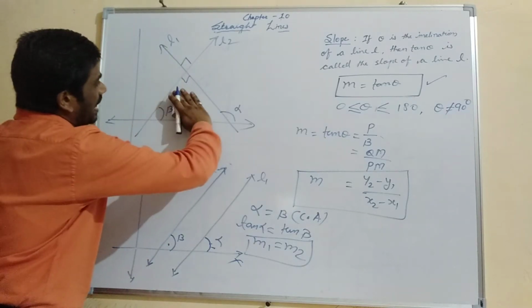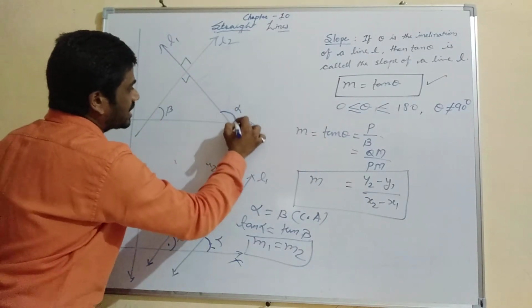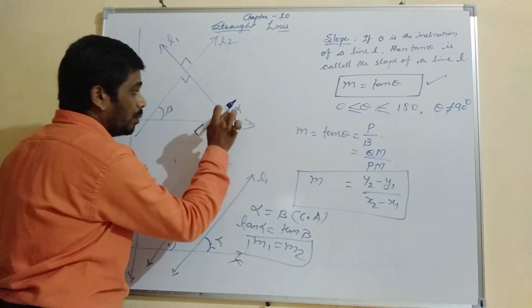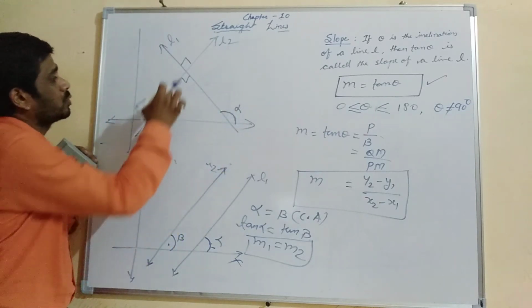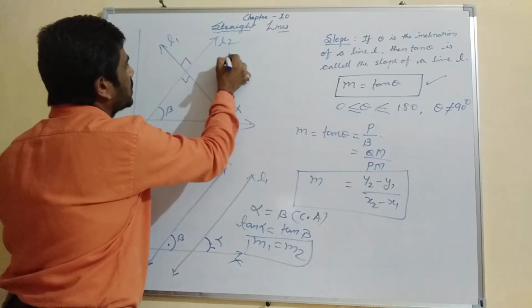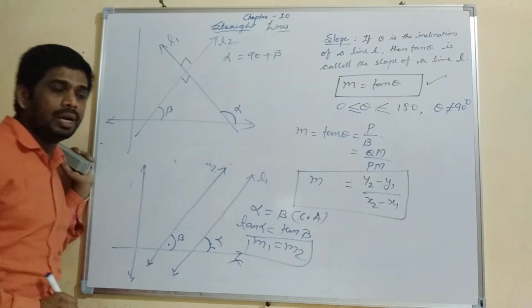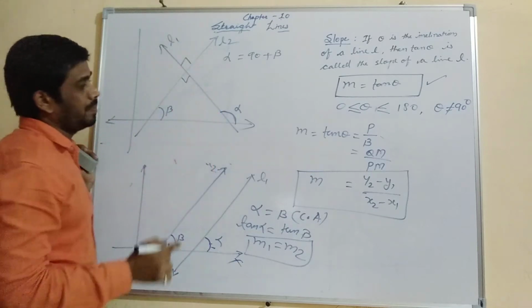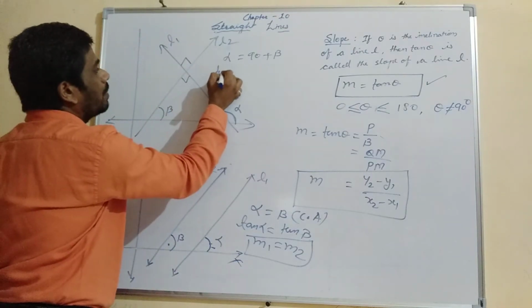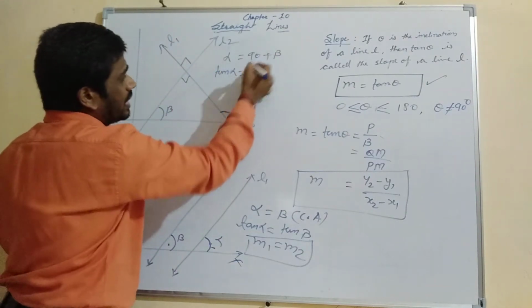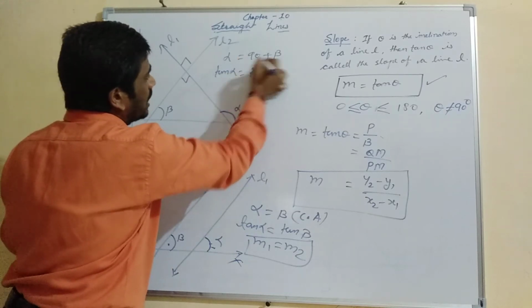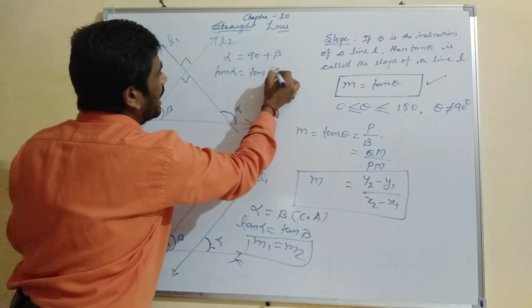So in this triangle, this will be the exterior angle. We know that the exterior angle is equal to the sum of the two interior opposite angles, which means alpha will be equal to 90 plus beta. And the slope of line L1 will be what? Tan alpha. So if you take tan on both sides, it will be tan of 90 plus beta.